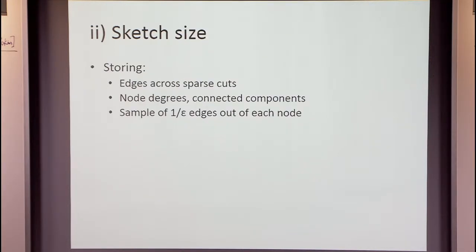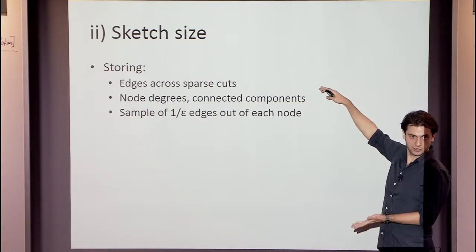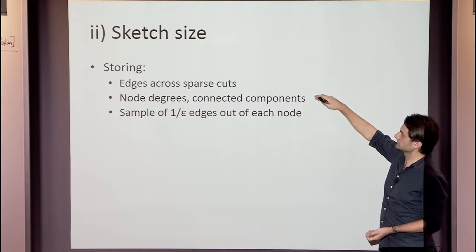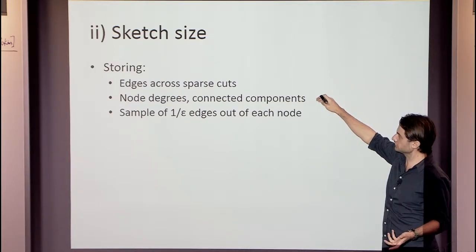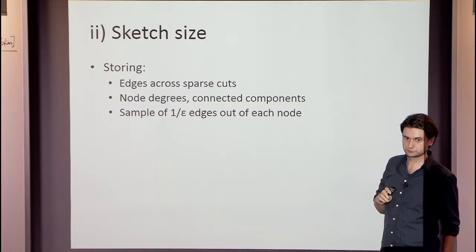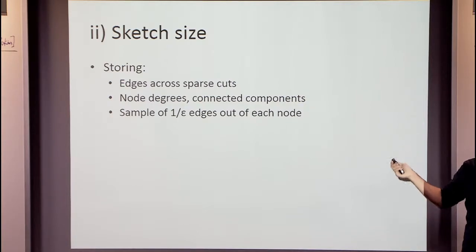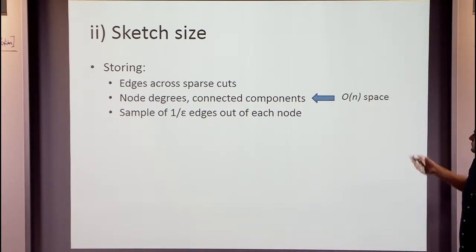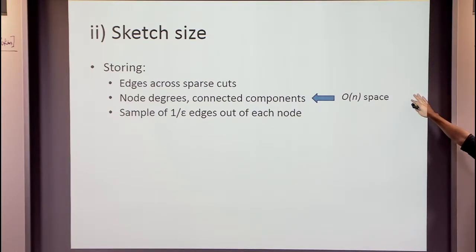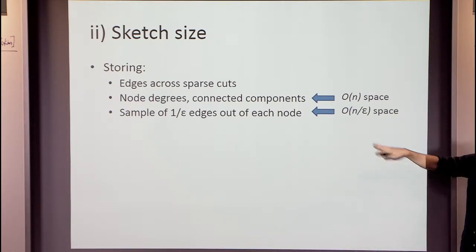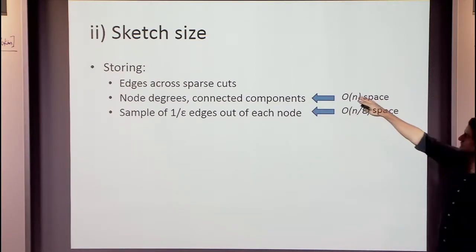Okay, so let me go on to talk about sketch size. So basically, just summarizing what we store: the edges across sparse cuts, node degrees and connectivity structure, and a sample of 1 over epsilon edges out of each node. Okay, so we want to show that this is bounded, that this is n divided by epsilon times polylog, and this obviously takes essentially order n space, order n words. Sampling 1 over epsilon edges takes n divided by epsilon space. So what remains is this first part.